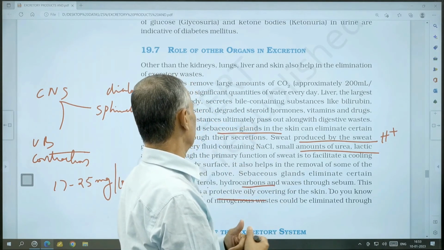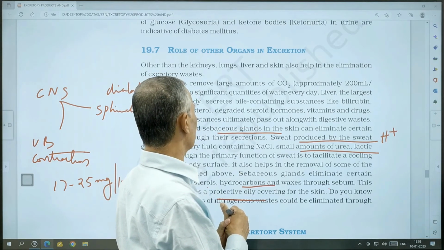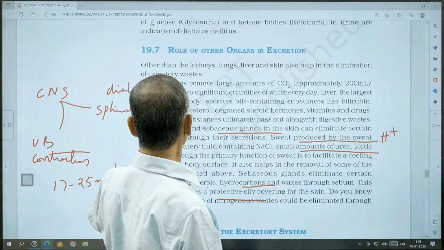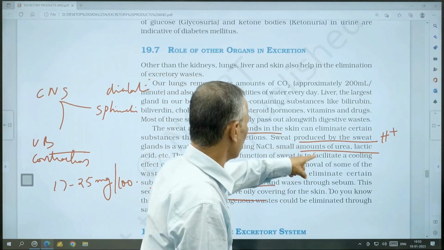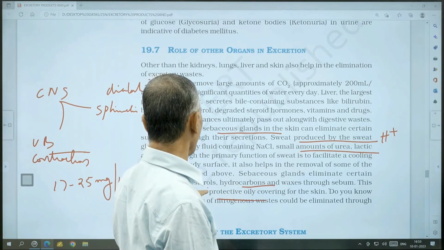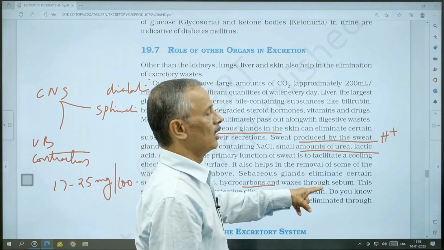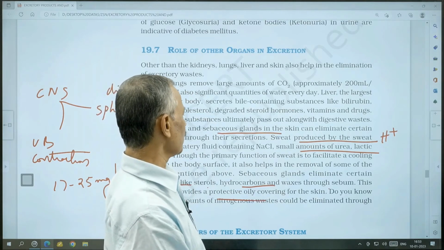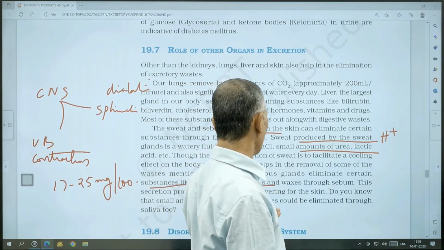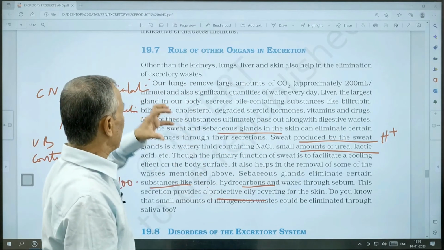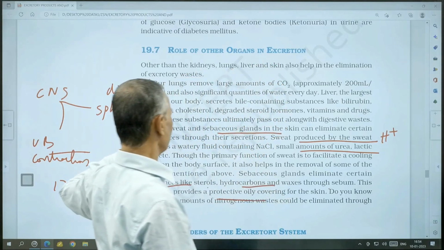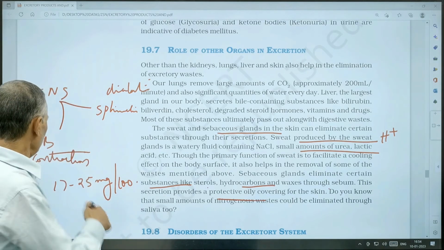Sweat is also produced. Sweat and sebaceous glands are skin glands that also eliminate some amount of waste materials. Sweat produced by the sweat gland contains sodium chloride, a small amount of urea and lactic acid. The sebaceous glands contain substances like steroids, hydrocarbons, waxes, in the form of sebum. That oily secretion is called sebum. Similarly, saliva also has a small amount of nitrogenous waste. So, in addition to the kidneys, our lungs, liver, skin and salivary glands also act as excretory organs.